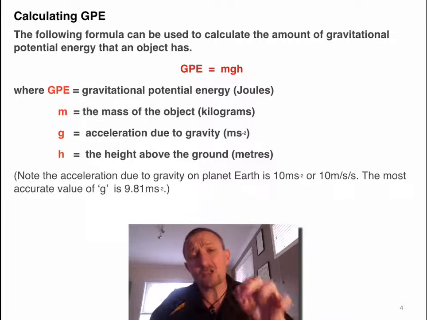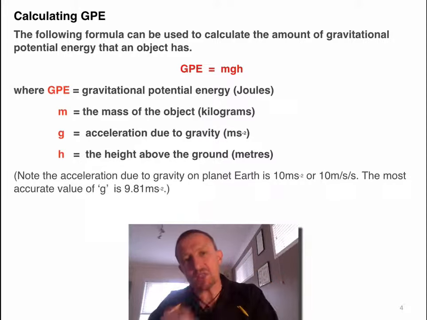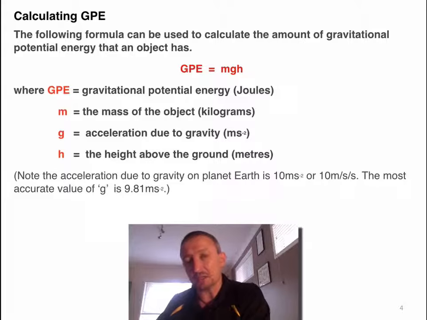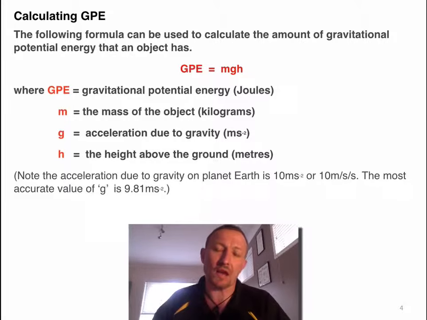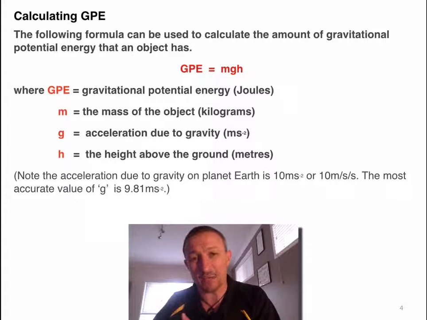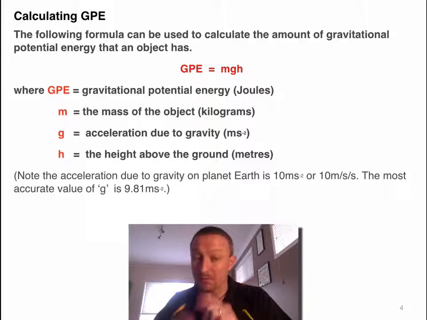And then h is the height above the ground, which is always measured in meters. So again, if you're in kilometers, you need to convert into meters. And likewise, for the mass, if you're in grams, you need to convert into kilograms. The equation only works with those units, so bear that in mind.